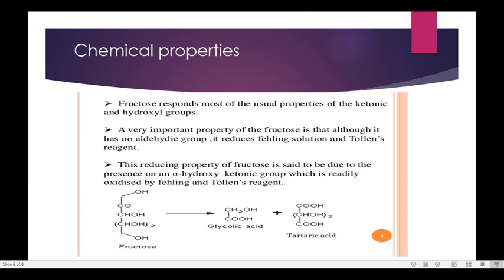Now, some chemical properties of fructose: fructose responds to most of the usual properties of the ketonic and hydroxyl groups present. A very important property of fructose is that although it has no aldehyde group, it reduces Fehling solution and Tollens reagent. And this reducing property of fructose is said to be due to the presence of an alpha hydroxy ketonic group, which is readily oxidized by Fehling solution and Tollens reagent.